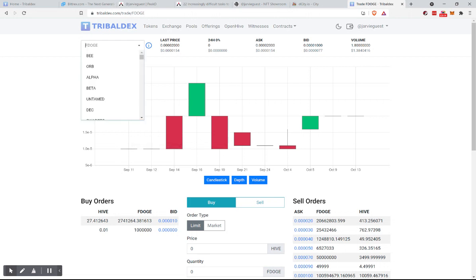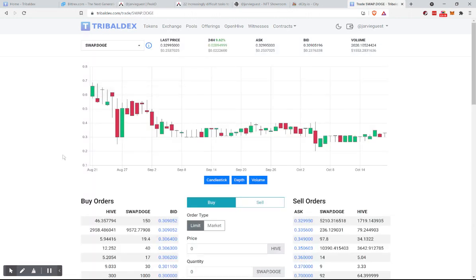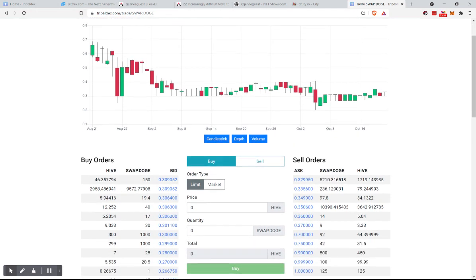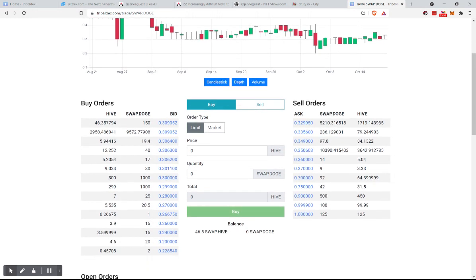F Doge, what is that? Swap Doge. Anything that has swap, that the team at Hive Engine has, it's a backed currency, right? Someone has put in that Doge. It's a representation of, yeah. All right, so we're going to buy 2 Hive worth of Swap Doge.